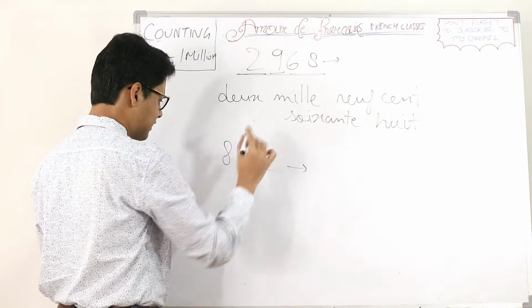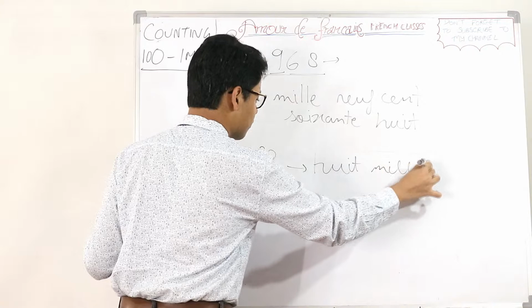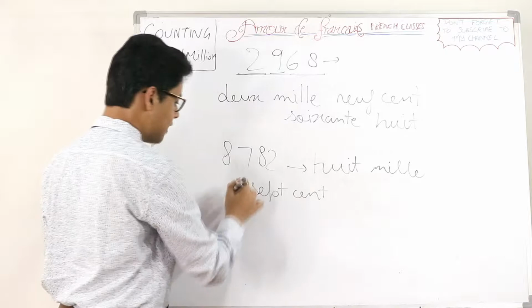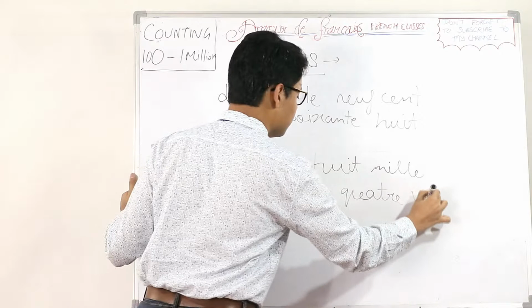So it is huit mille. Then 700, sept cent, and 82, quatre-vingt-deux.